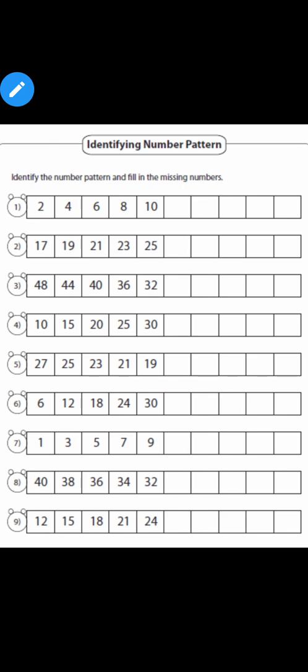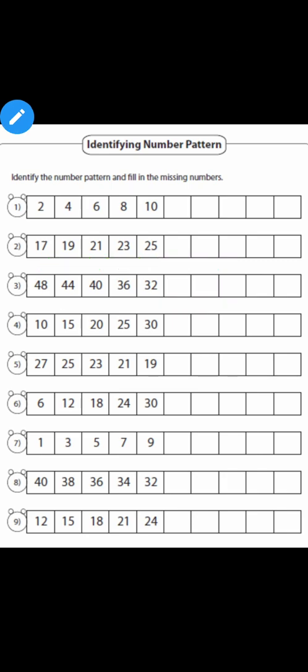In the third one, we can see that the number is decreasing. That means we are subtracting. We are doing minus 4 each time. 48 minus 4, 44. 44 minus 4, 40. 40 minus 4, 36. 36 minus 4, 32. 32 minus 4, we will get 28. 28 minus 4, we will get 24. 24 minus 4, we will get 20, and so on. It will go on like that.